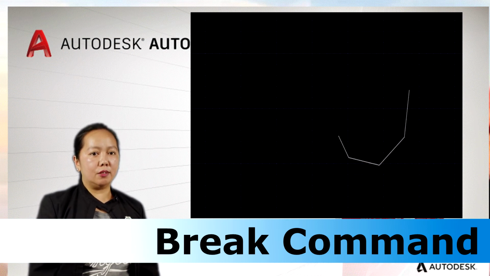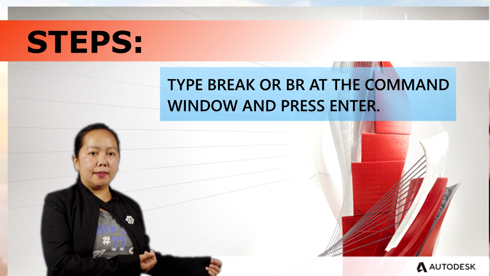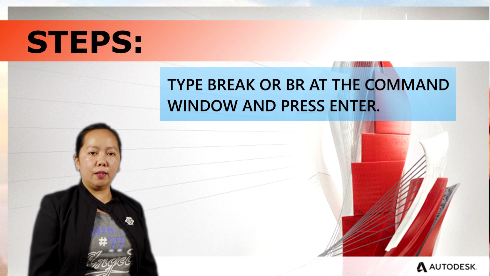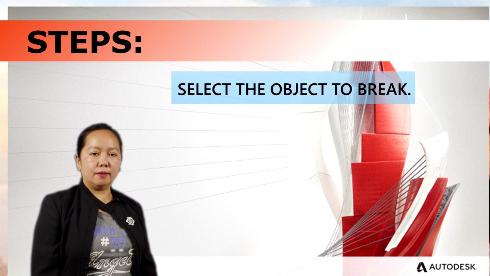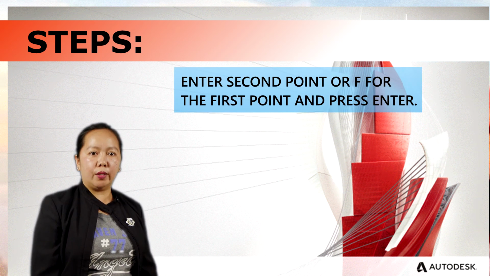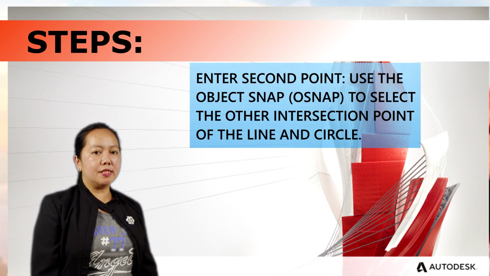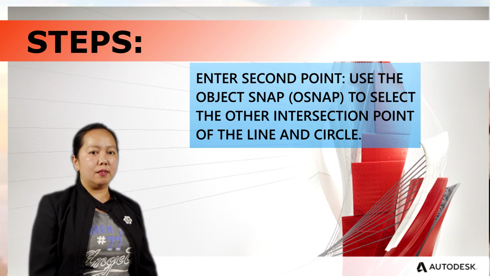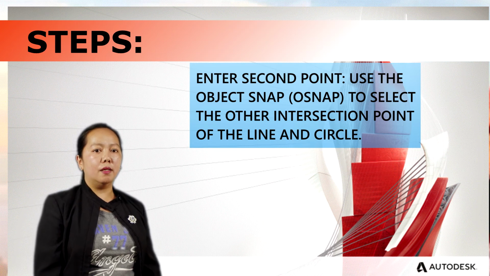AutoCAD converts a circle to an arc by removing a piece of the circle, starting counterclockwise from the first to the second point. Steps. Type break or BR at the command window and press enter. Select the object to break. Enter second point or F for the first point and press enter. Enter second point. Use the object snap or the O snap to select the other intersection point of the line and circle.